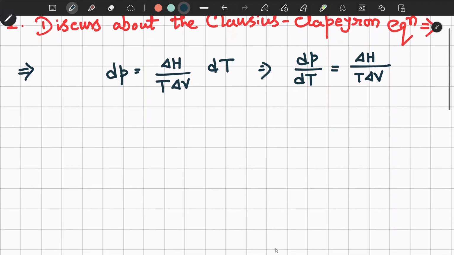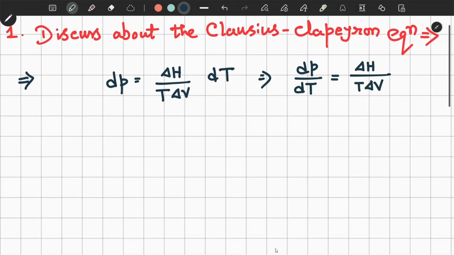Now, this is related to the phase diagram that we discussed last week. If you remember, that was a PT curve, because it was connected to P and T. So this dP/dT is basically the slope of the curve. What does it mean? The slope will be related to the delta H of that process change and the delta V of that process, at a particular temperature.